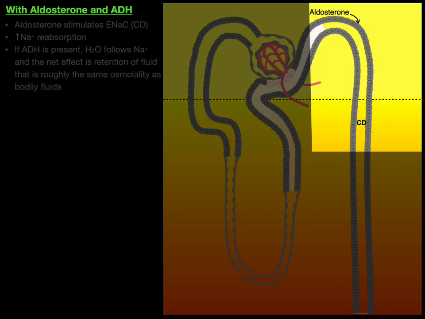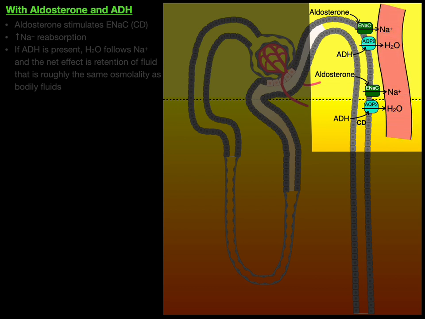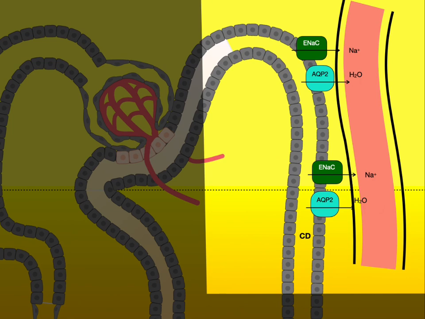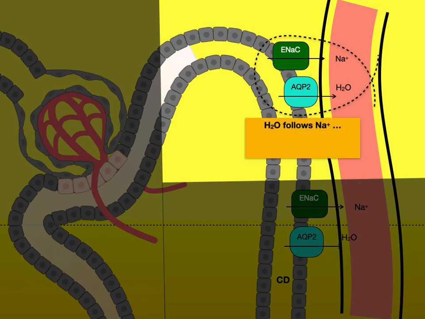So aldosterone targets these cells, ENaC is inserted, and you reabsorb sodium, and then you have aquaporins, and water follows. Aldosterone, ENaC, sodium reabsorption, water follows. And so that sodium and water go into the extracellular fluid and then into the plasma. And so water follows sodium. Therefore, tubular fluid osmolality equals body fluids: tubular fluid, extracellular fluid, and plasma.